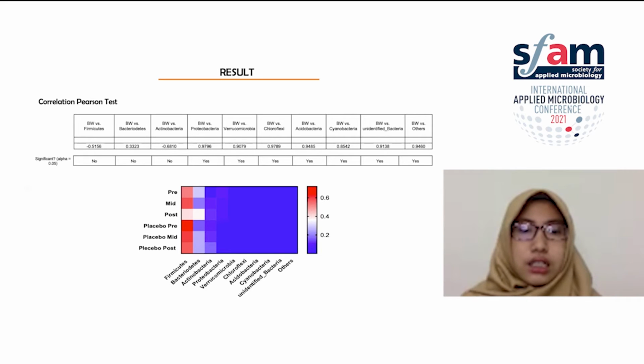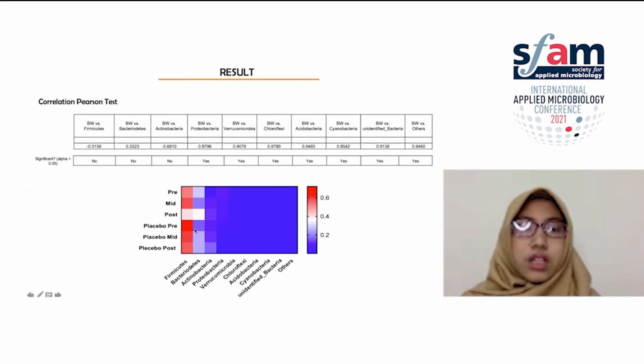And the last, this is the picture of the heat map. We want to make a correlation between the time of intervention on each treatment, placebo and glucomannan porang treatment, and some of the dominant phyla in the human gut microbiota profile.